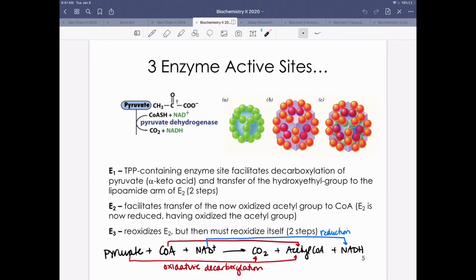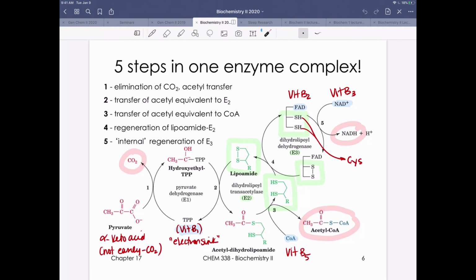Second enzyme active site that we see here is called E2. That's going to be this long arm that's going to reach over, and it's going to basically deliver that acetyl group to CoA. And then we're going to have E3, which is a regeneration type of enzyme active site, which helps get our enzyme back to its active state. So that hopefully will make a little bit more sense as we look at this picture here.